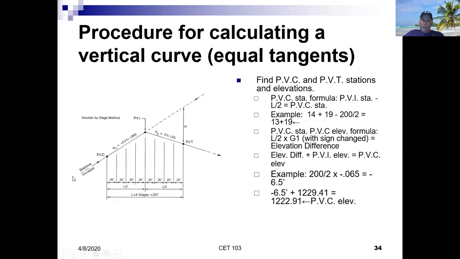Okay, so here's what we have. We have our first grade going in, which is our G1 going in. You can see that there's our 6.5% going in, or 0.065 per foot. You get that by removing the percentage sign, by moving the decimal place two places to the left. You'll see that this is a positive number going in. And here we have the PVC, the PVI right here, and the H, or this distance right here.